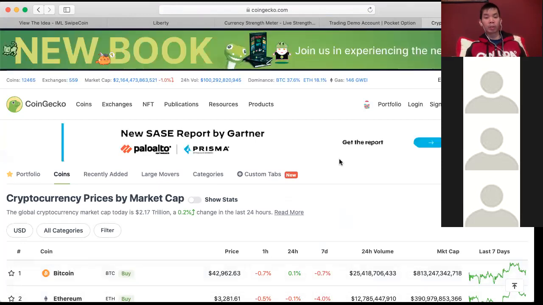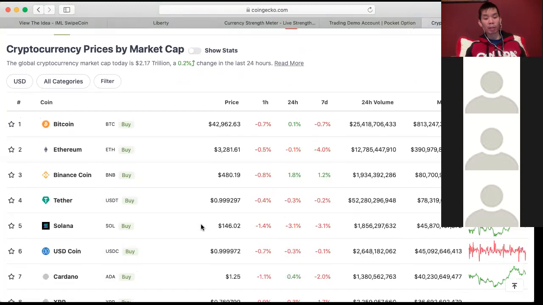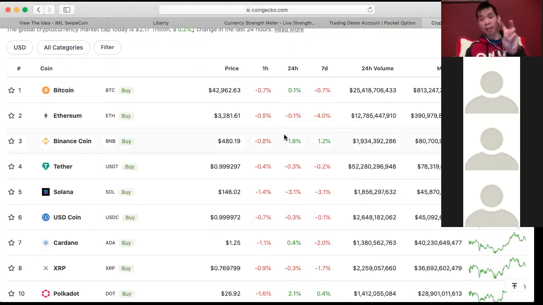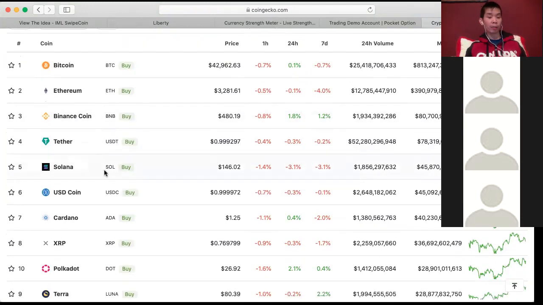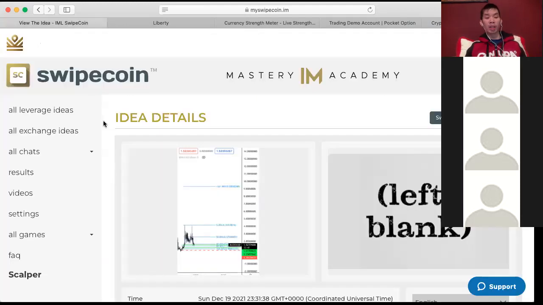There you go. So save that, okay? And basically some of the major tokens, so exchange ideas, you'll be able to find here. So SOL for Solana, right? One of the top 5 tokens you'll be able to trade. ADA, so Cardano, will also be in your MetaTrader 4, and Polkadot, right? Those are 3 of the top 10 tokens you're going to be able to trade. And that's what we call exchange ideas.